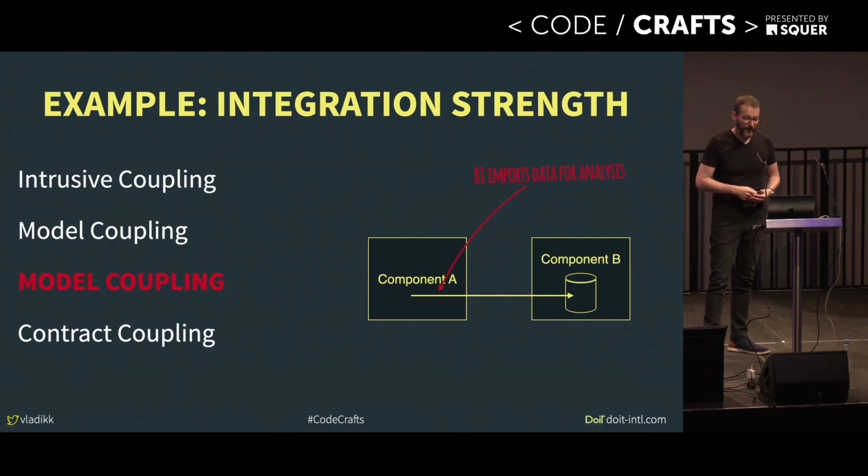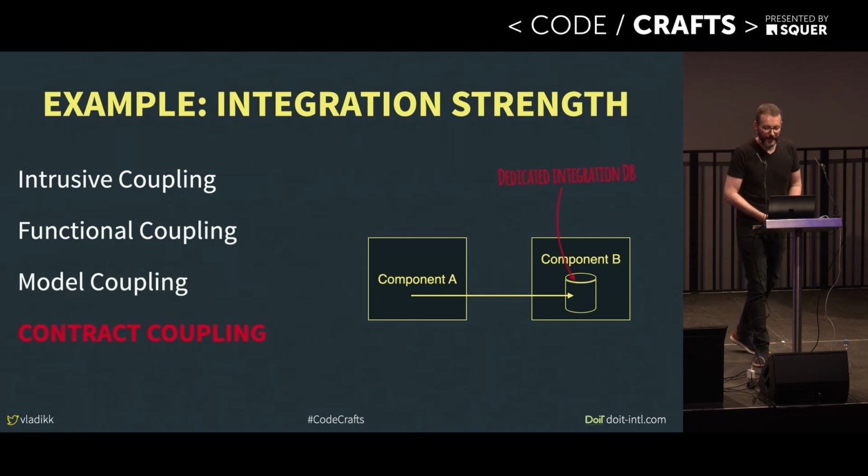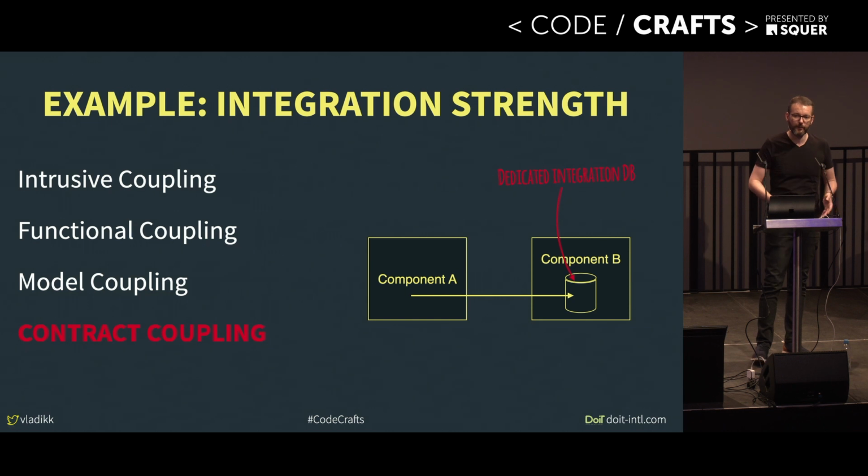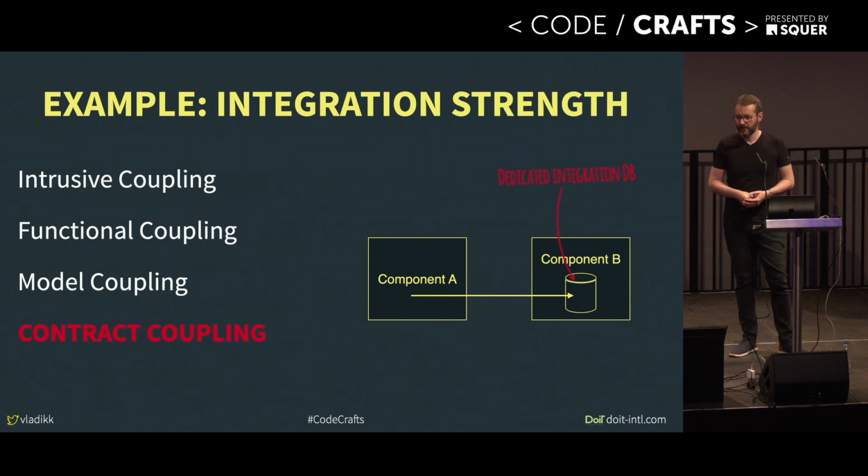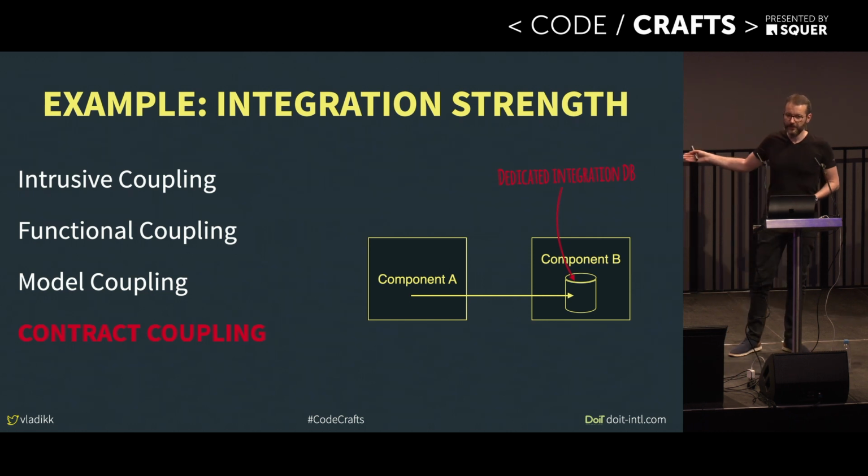And finally, sometimes we can use a database for integration. We can put integration-specific data there, for example, like in the data mesh approach. In that case, yes, we are sharing the database, but it's still an integration contract, so it's contract coupling.